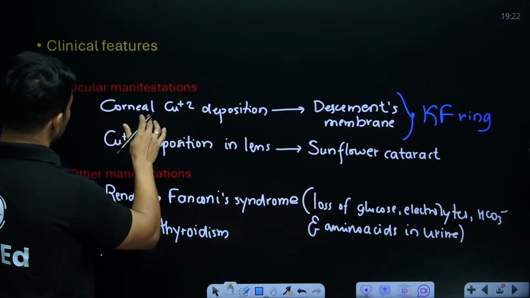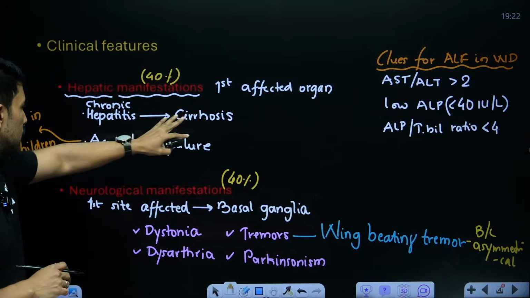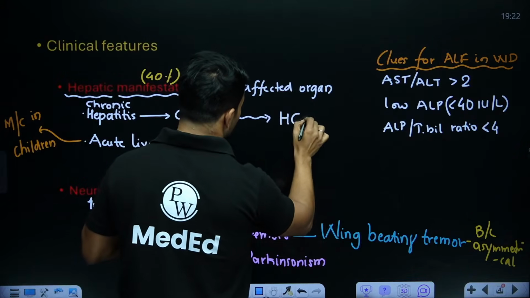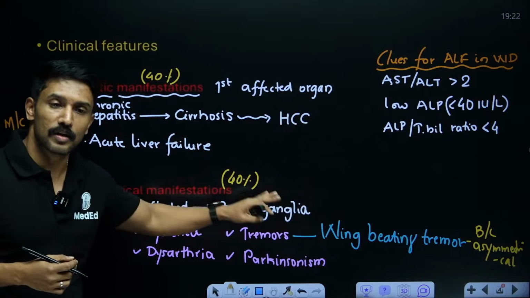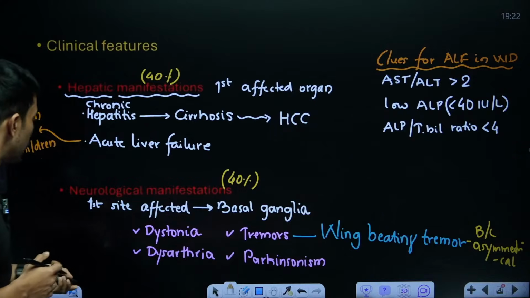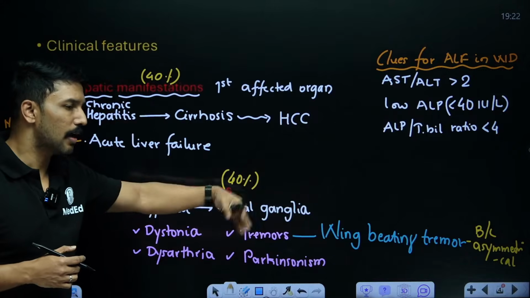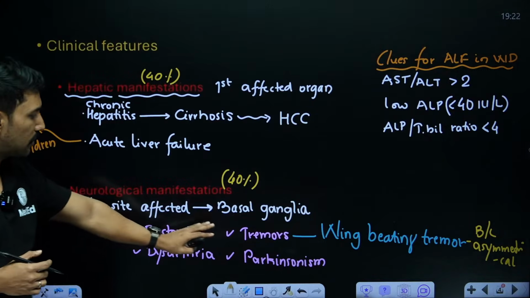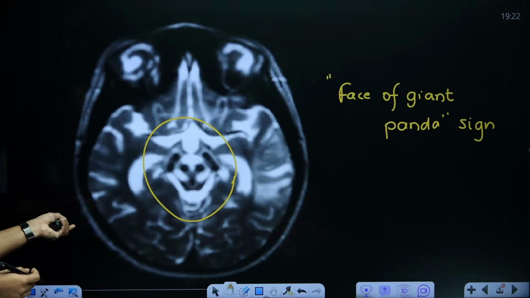Okay, so what all organs have we covered? We started with the hepatic: chronic hepatitis, ending up with cirrhosis. And I forgot to mention, cirrhosis is a risk factor for hepatocellular carcinoma. So Wilson disease can be considered a risk factor for hepatocellular carcinoma, just like hepatitis B, alcoholic liver disease, and non-alcoholic fatty liver disease. Neurological: the basal ganglia is the most commonly and first affected site. Apart from that, the cerebellum and other structures can also be affected. Patients can present with dystonia, dysarthria, tremors, Parkinsonism. Tremor is classically wing beating, which is usually bilaterally asymmetrical.